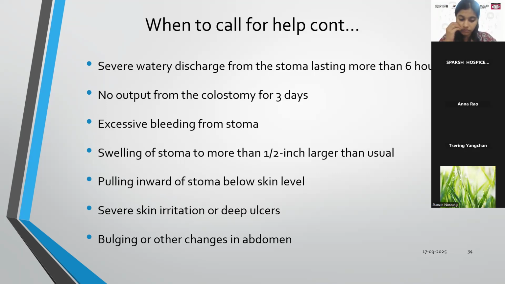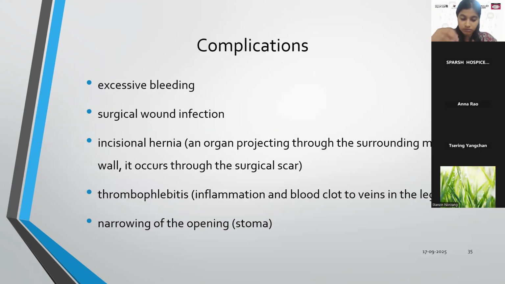What kind of complications can take place? Next slide. Excessive bleeding can take place, surgical wound infection can take place, incisional hernia, as I just said, can also take place. Thrombophlebitis, because it can occur in any large incision on the abdomen, so here also it can take place. Narrowing of the opening of the stoma. The patient can develop pneumonia, pulmonary embolism. The patient can get different reactions to the medication. The patient may have breathing problems. Obstruction has occurred. So all this should be noted and referred to the doctor.